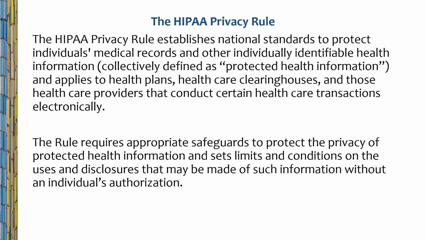The HIPAA Privacy Rule. The HIPAA Privacy Rule establishes national standards to protect individuals' medical records and other individually identifiable health information, collectively defined as protected health information, and applies to health plans, healthcare clearinghouses, and those healthcare providers that conduct certain healthcare transactions electronically. The rule requires appropriate safeguards to protect the privacy of protected health information and sets limits and conditions on the uses and disclosures that may be made of such information without an individual's authorization.